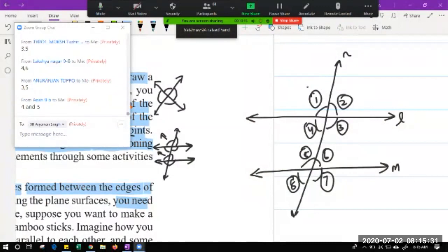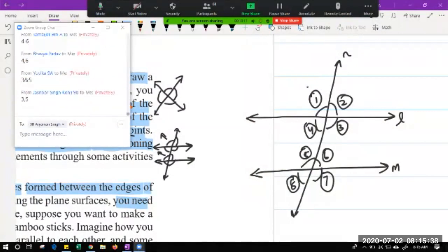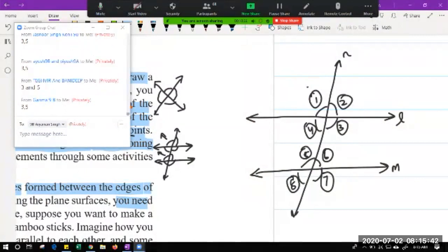2, 5, Tanmay Arora. No, beta Tanmay. They are not alternate interior angles. Parkhi saying 3 and 5. Correct, beta. Bhavya 4 and 6 correct. Yuvika 3, 5. Okay, correct. Then Sargam is saying 3, 5. Okay. And Soham 2, 8. Soham, 2 and 8 are exterior. Sorry, they are alternate exterior angles, beta Soham. They are not alternate interior. You have to understand what are interior, what are exterior. Ananya saying 3 and 5. Correct, beta.